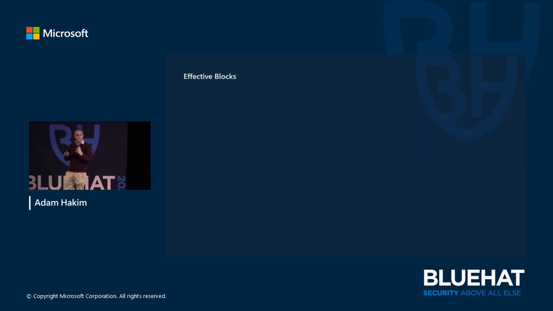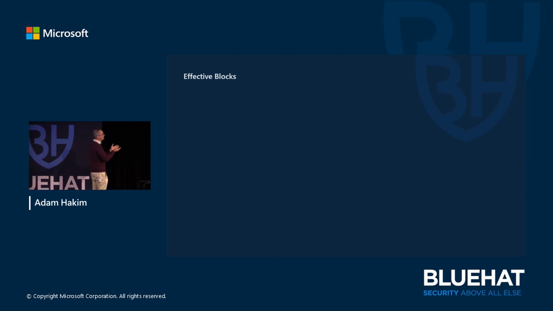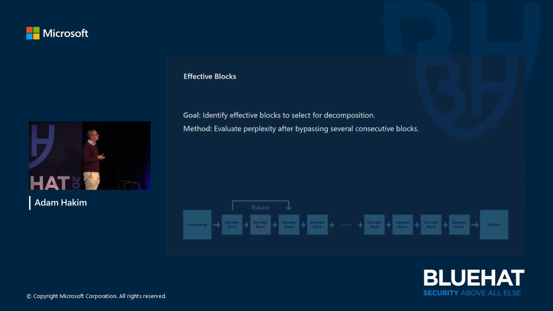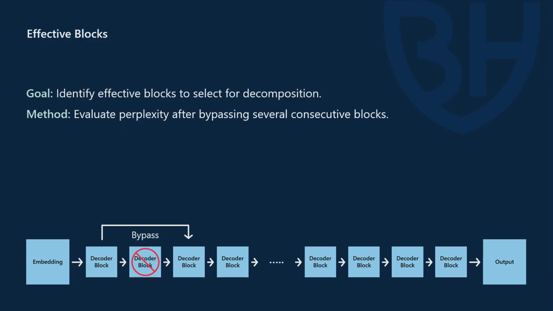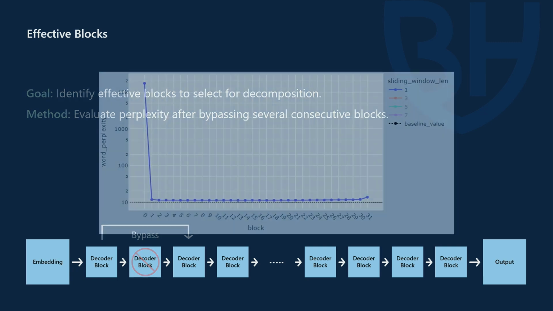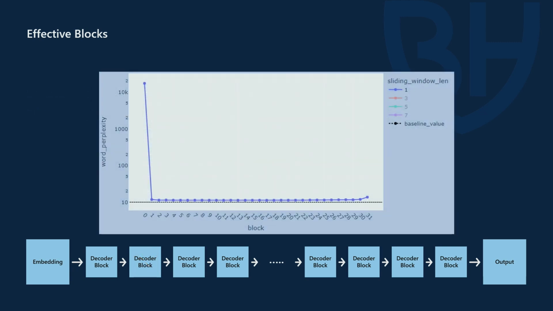So this is looking at the different layer types. And now, how do we choose, out of the 12 blocks, which block to remove? Because we don't want to do all of the blocks. So what we did in this experiment is we evaluated perplexity after bypassing several consecutive blocks. We test the performance of the model, each time removing different amounts of blocks from the model. And we'd like to see how the model performs after removing different numbers of blocks.